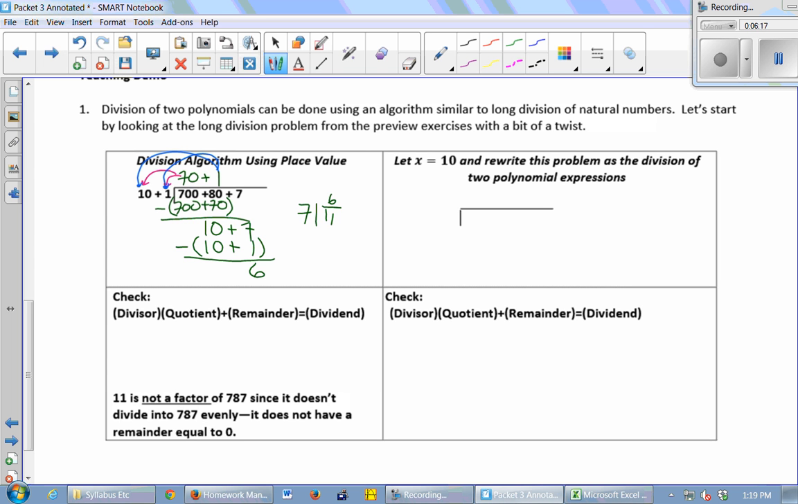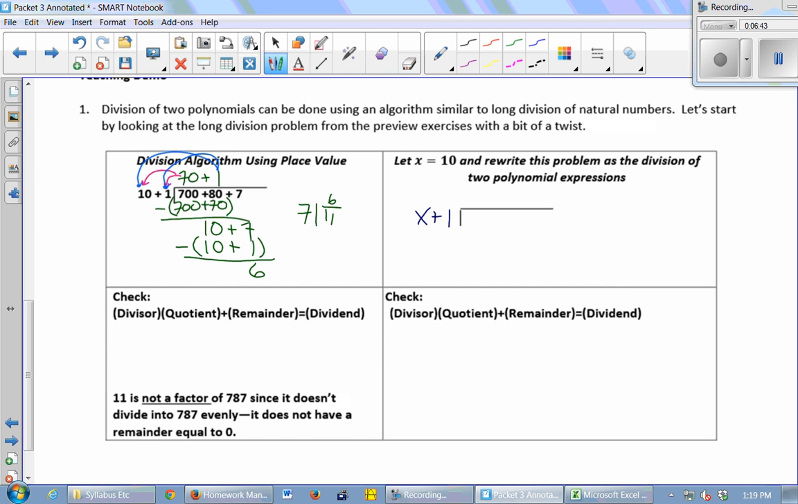Good. All right. So it's going to be similar when we do polynomials, but this time we're going to replace the x that we had over here. We had a 10. I'm going to replace all the 10s with x's. So 10 plus 1 would be x plus 1, right? How would I write 700? If x equals 10, how would I write 700?